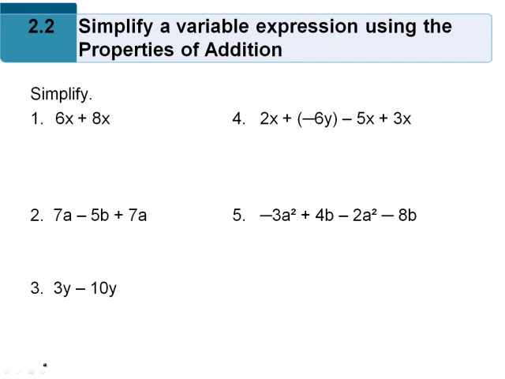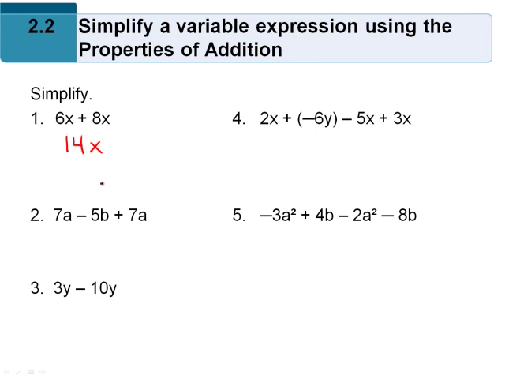So now we're going to look at actually using these properties to simplify some expressions. So basically, when you simplify variable expressions, you are combining like terms. So you find the terms that have the same variables, and then you add or subtract the numerical coefficients. Add or subtract the coefficients. So look at number 1. We have 6x plus 8x. Those are like terms, so we add the 6 and the 8, and we get 14x, and the x just comes down with our answer.